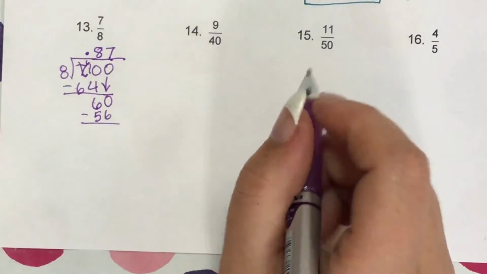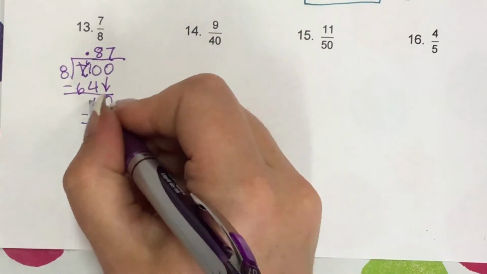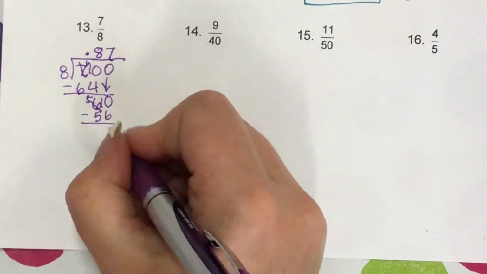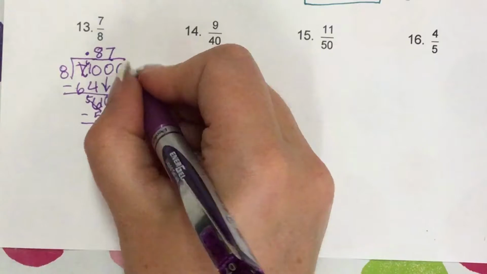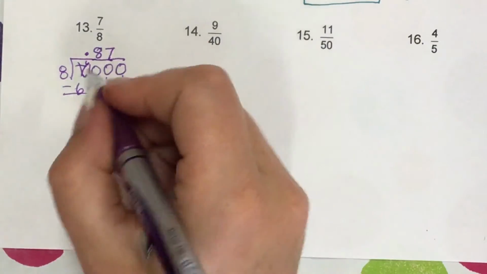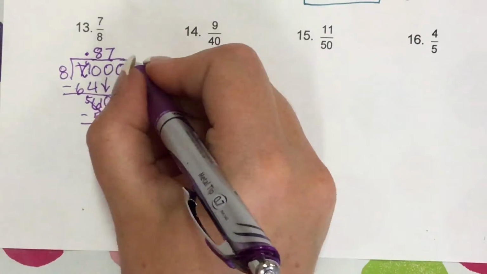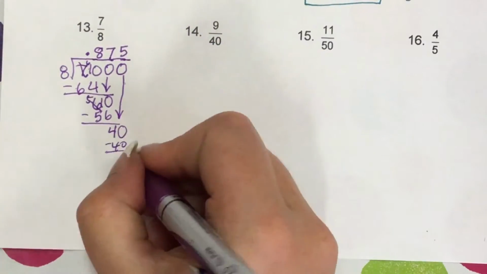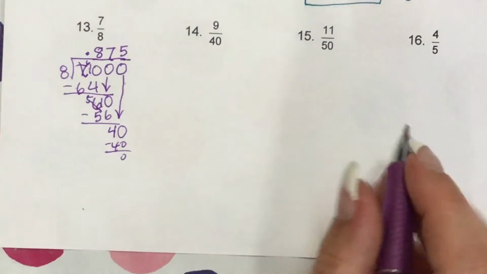Then I'm going to subtract. I have to borrow here, making that a 5. And this is a 10. 10 take away 6 is 4. I still have a remainder, so I'm going to add another 0 and drop it like it's hot. Okay, 8 goes into 40 5 times. 5 times 8 is 40. No remainder. Boom, I have the answer.